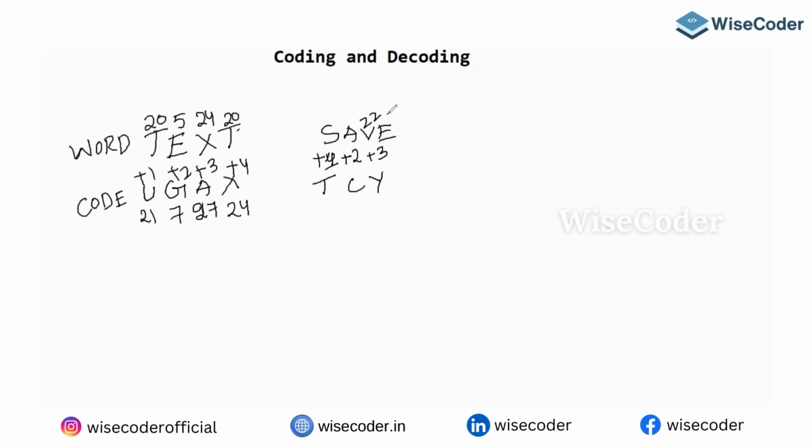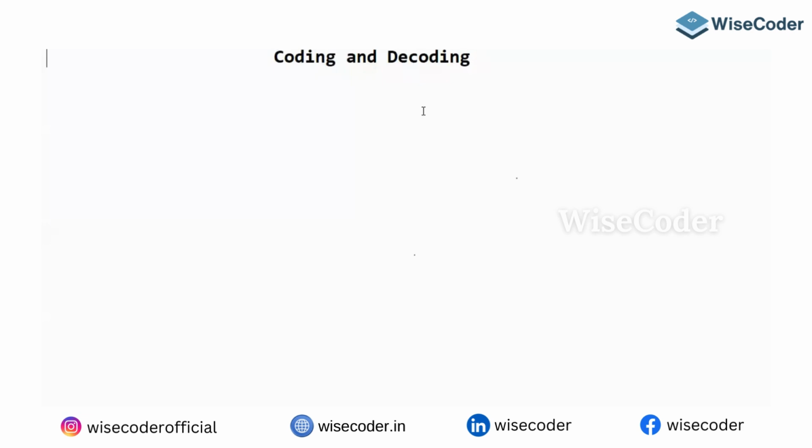So 25 is what, guys? Y. E is the fifth letter. 5 plus 4 is what? 9. What is the ninth letter? I. So the logic, what is the code? SAVE is coded as TCYA. Yes, guys. Let's go to the next question.